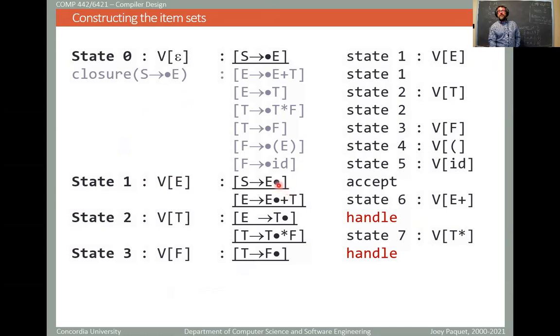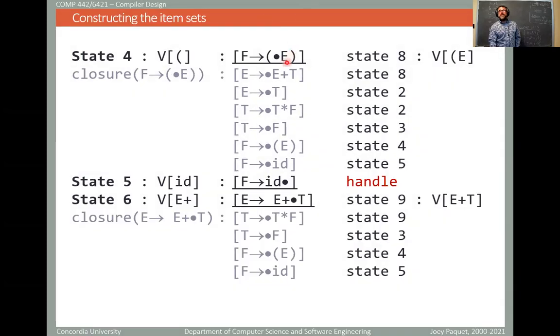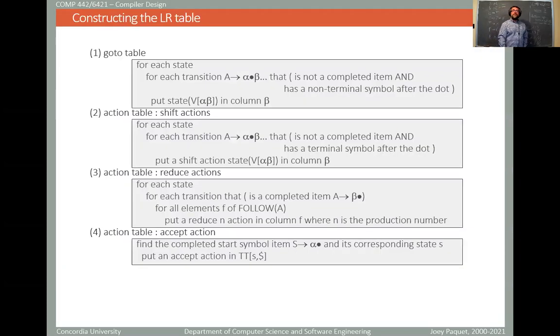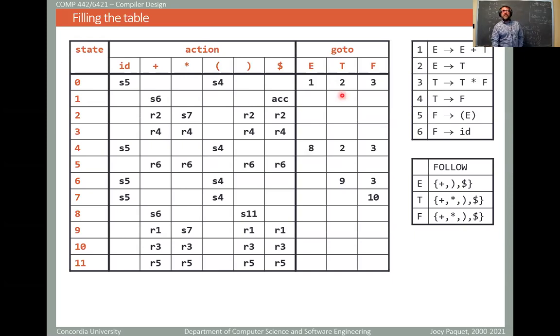State number 1, we're looking for the dot, and there's a non-terminal symbol after the dot. There's no such thing in state number 1. State number 2, there's no such thing. There's no non-terminal after the dot. State number 3, either. State number 4, you have E after the dot, or T or F. So under E, state 8. Under T, state 2. Under F, state 3. State 4: E, T, F, 8, 2, 3. Okay.